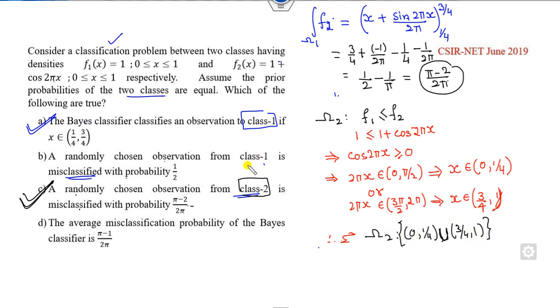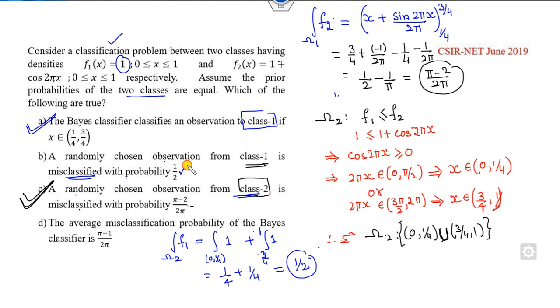Fine. Then how can you find the misclassification probability for this? It's f1 over the domain gamma 2. What is f1? 1. So basically this part is broken into the 0 to 1 by 4 interval plus the 3 by 4 to 1 interval. So now can you find the probability? If you integrate from 0 to 1 by 4, the answer is 1 by 4. If you integrate from this, the answer is 1 by 4. The answer is 1 by 2.